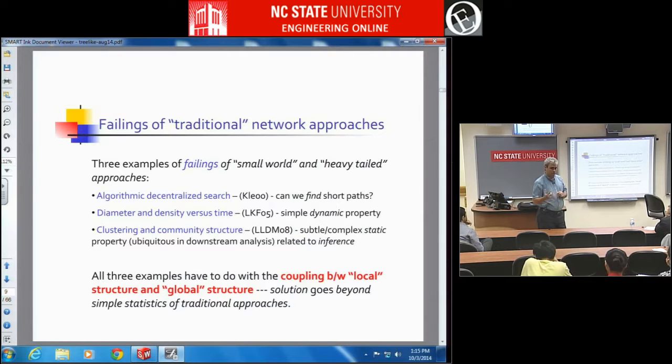How do you find them? You can start with some geometry and add edges in a very careful way, where the probability that you link from there to there depends in a very sensitive way on the local-global coupling.